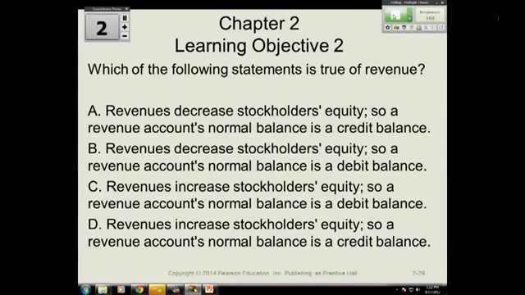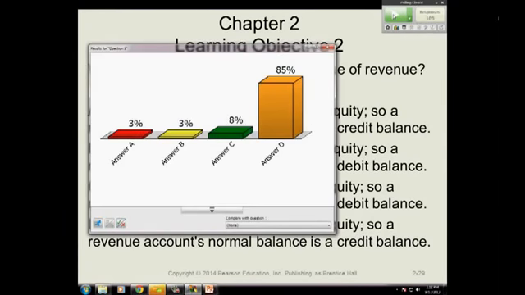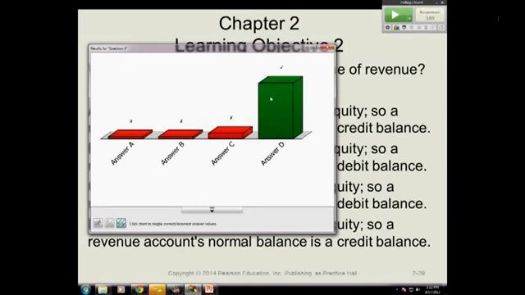So let's see what happens. Okay. Class is good on this one. All right, so we're good to go. Again, I use this for myself just to make sure everyone's up to speed. So if you answered A, B, and C, just make sure you understand revenues increase stockholders' equity, just the opposite of the expense. So if it increases equity, it's also going to increase by a credit, which is going to be its normal balance.